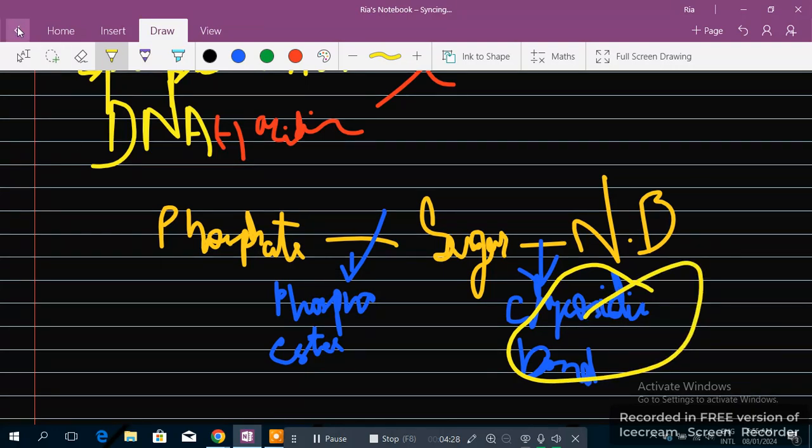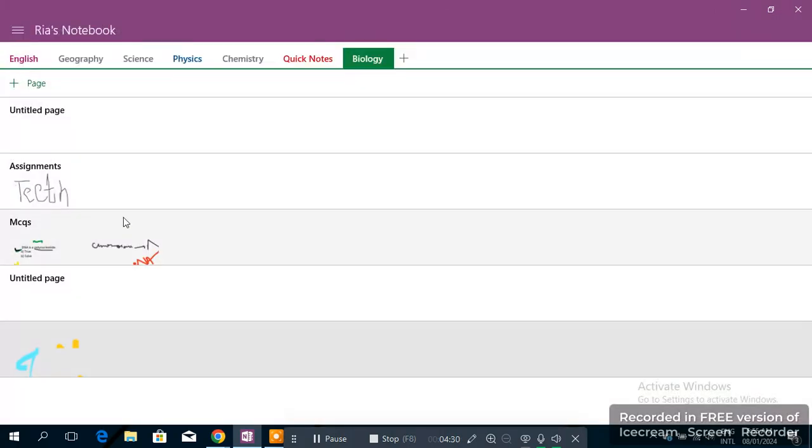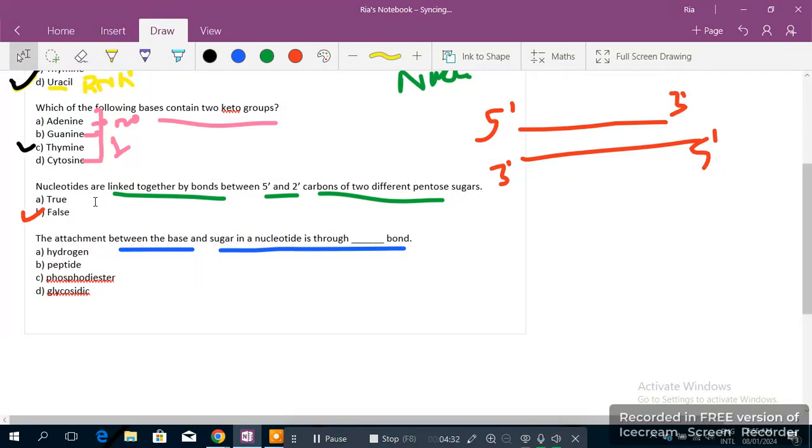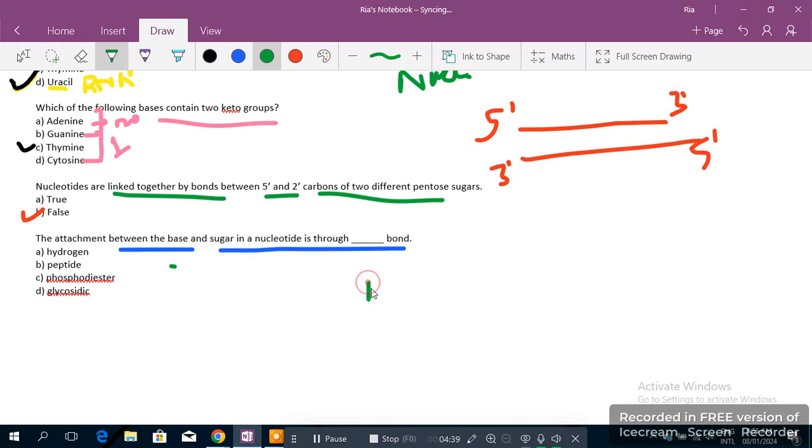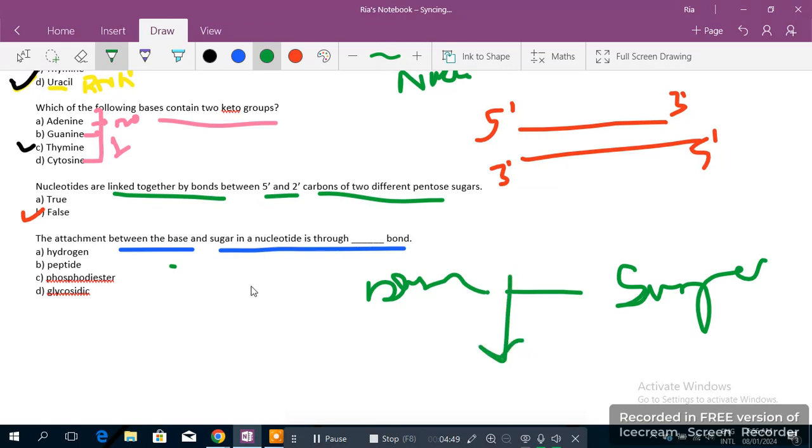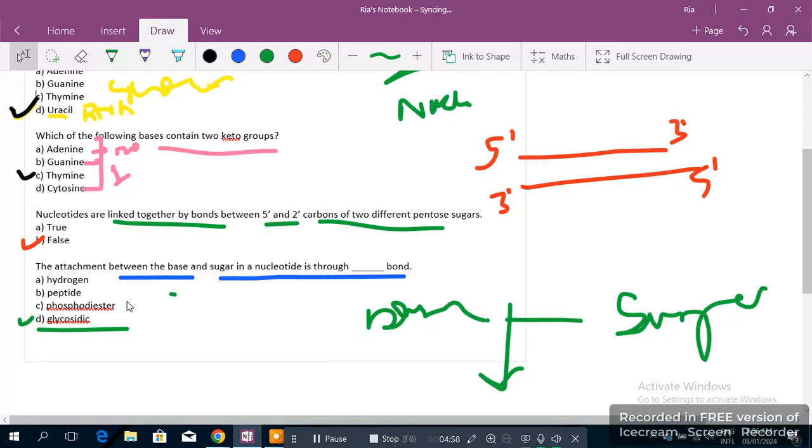So the right answer would be here. The attachment between the base and the sugar, this means base and here is the sugar. So the bond between them would be the glycosidic bond, which is what we just studied a few seconds before. That's the glycosidic bond between them. So I'm sure you've gotten all these. If not, I could explain again.